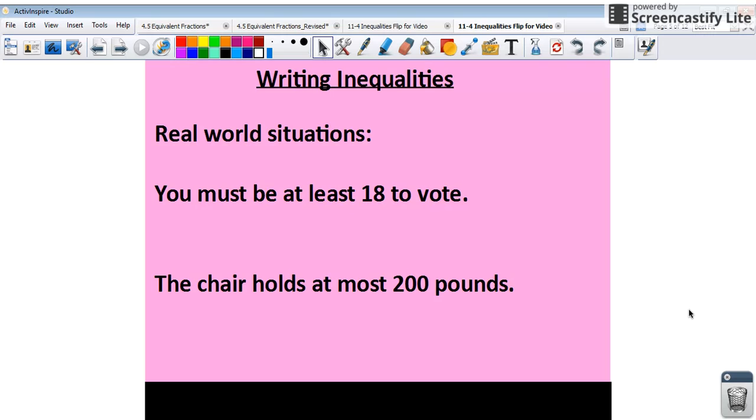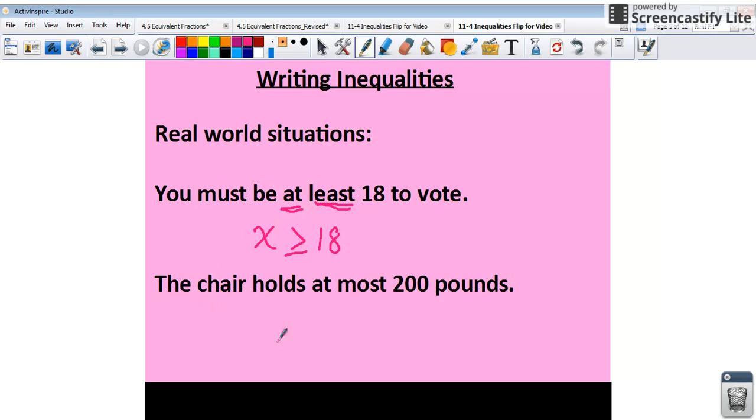You must be at least 18 years old to vote. That was that word at least I told you to remember. Okay, at least. Now, hopefully you remember that at least means greater than or equal to. So think of yourself as X. Okay? And you have to be at least 18 years old, which means that you have to be greater than or equal to 18. You can be 18 years old, you could be 19 years old, you could be 20 years old, but you can't be 17 or 16 or 15.